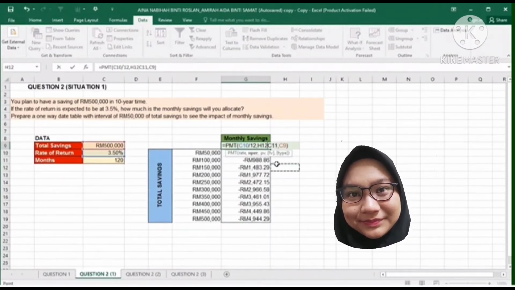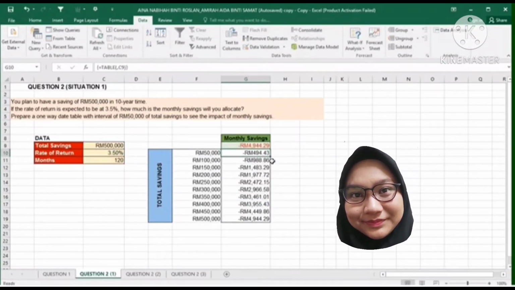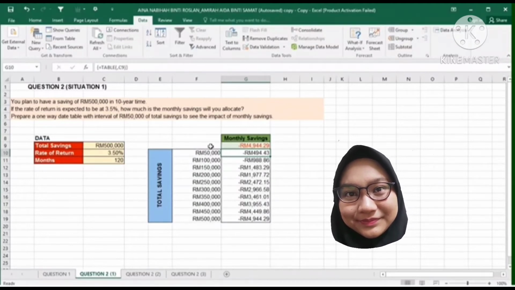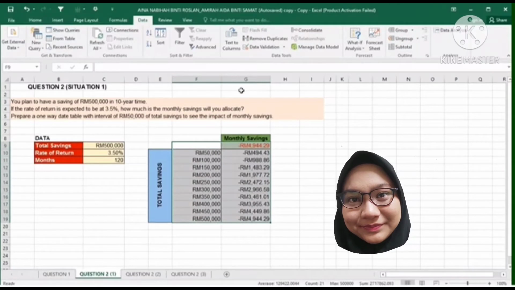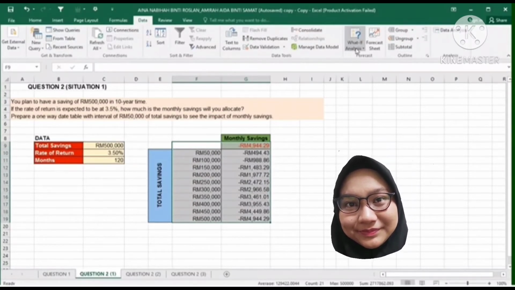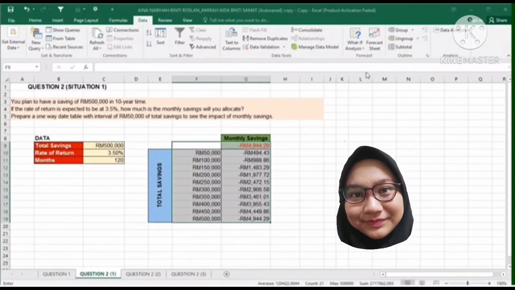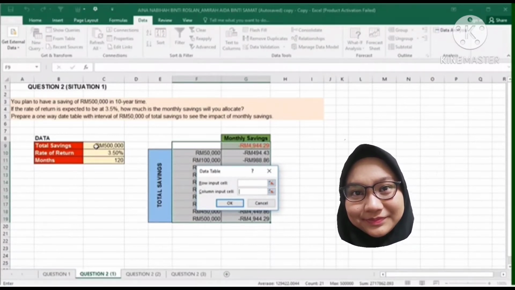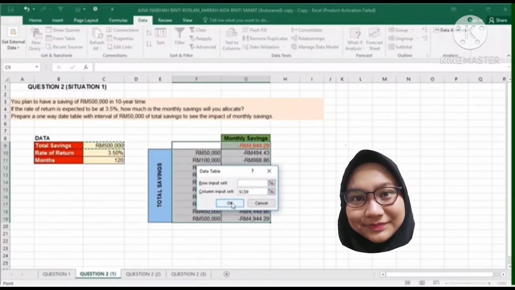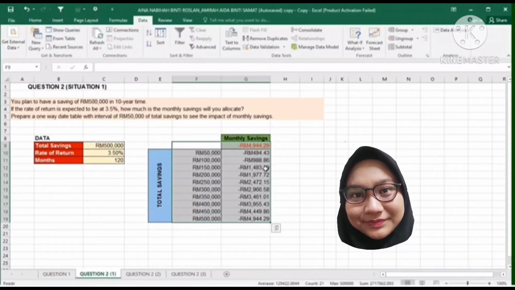Then how we get all the data here: highlight the table, and then go to Data. For What-If Analysis, the Data Table, in the column input cell, we put the total saving amount, okay, and then we get all the answers.